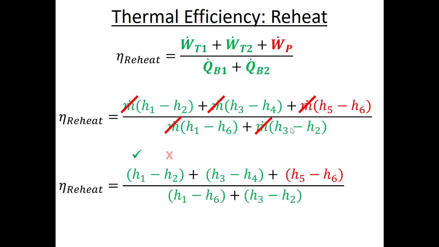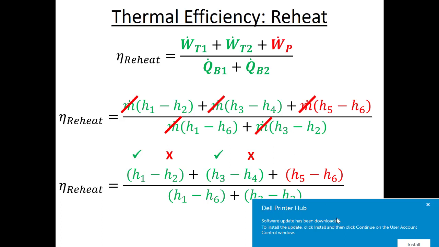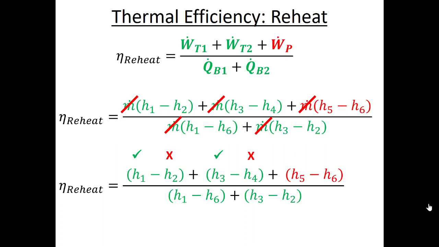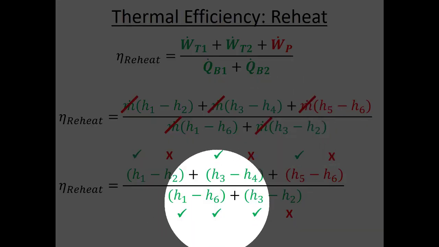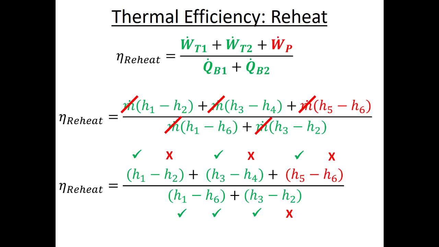So at this point, we know H1, we don't know H2, we know H3, we don't know H4. Excuse me while I close this. We know H5, we don't know H6, right? So this is true in the numerator and the denominator, even though this says we do know H6. So this one should be an X here too, because we don't know H6 in the numerator or the denominator.